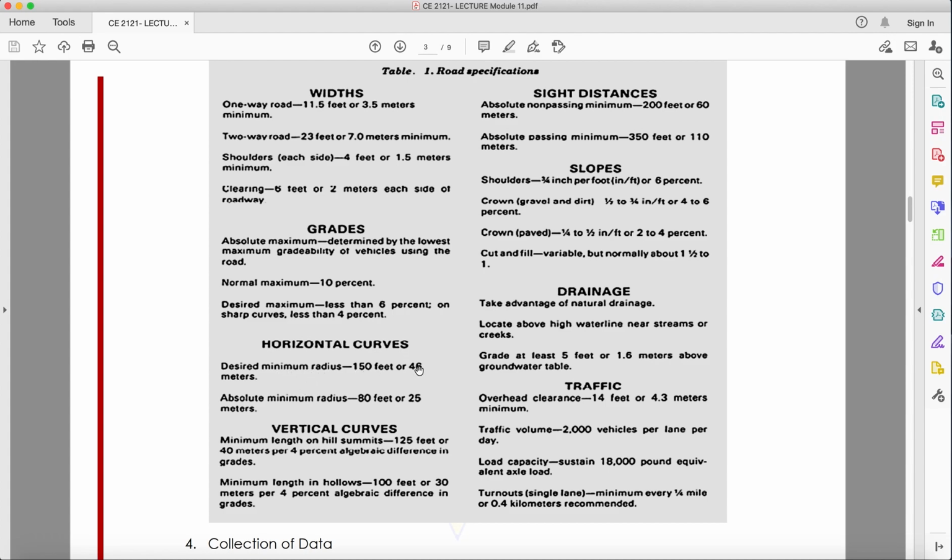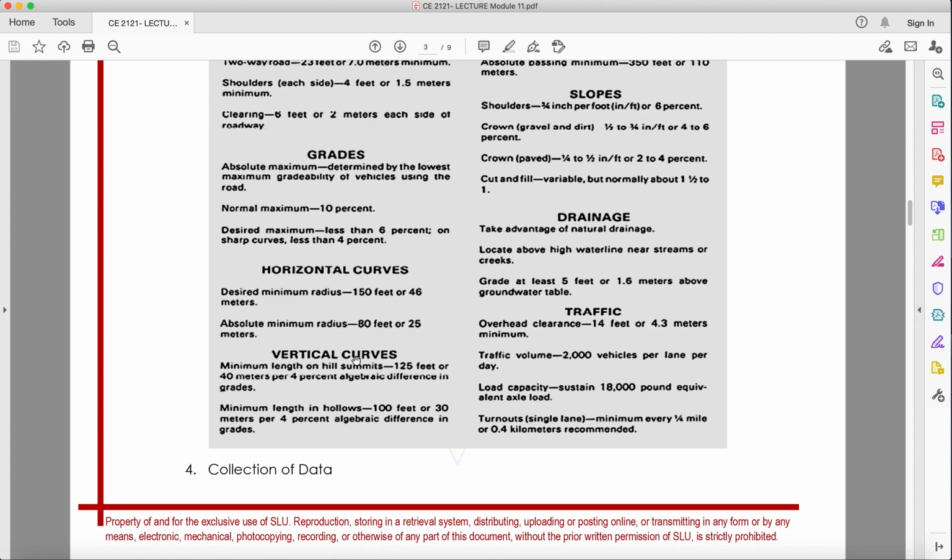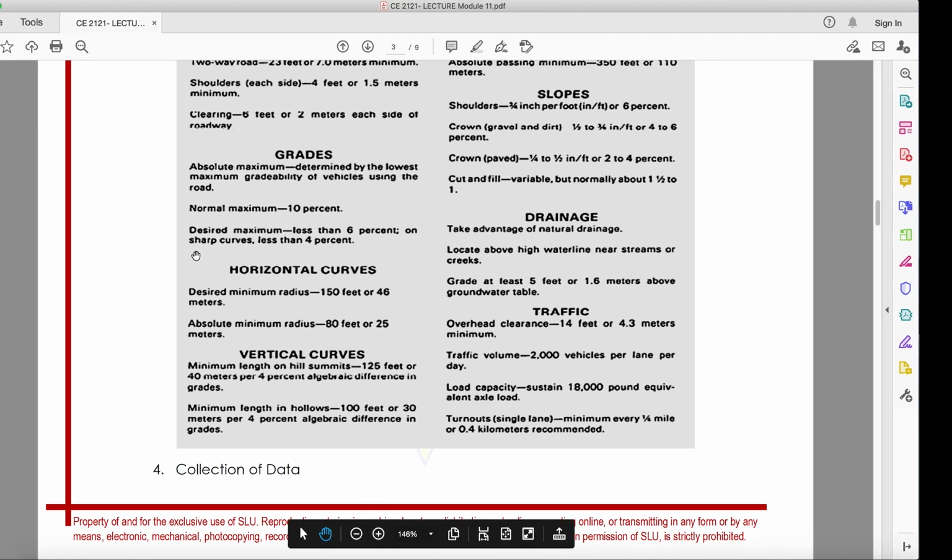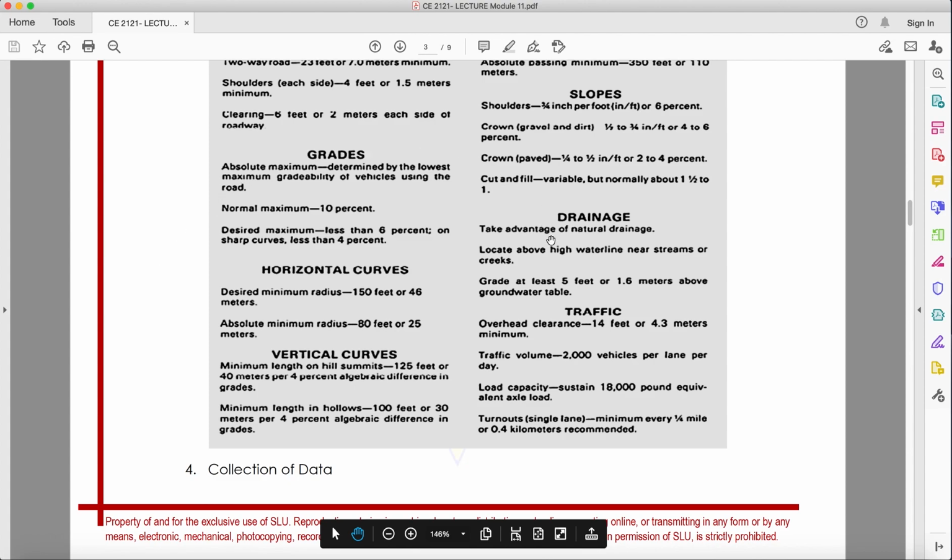The absolute minimum radius is 80 feet or 25 meters, absolute minimum, but the desired minimum should be around 46 meters. Now for vertical curves, the minimum length on hill summits is 125 feet or 40 meters per 4% algebraic difference in the grade. So yung pagtaas at saka yung pagbaba, of course, may curve din yan. Imagine ulit ng circle natin. Then yung nakadugtong sa kalsada, that portion would be an arc of a circle, and it has a radius. Okay?